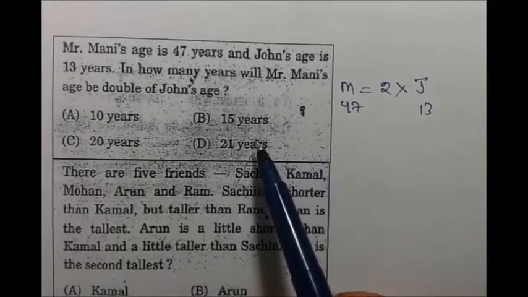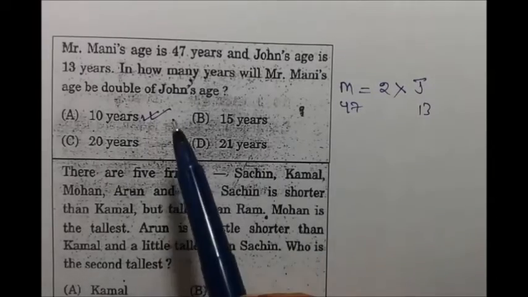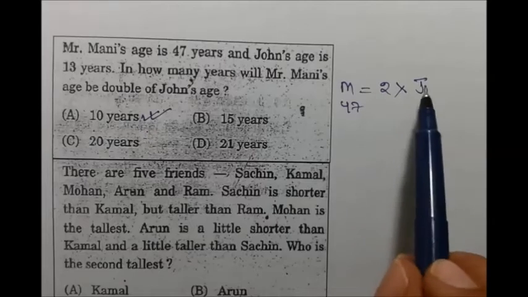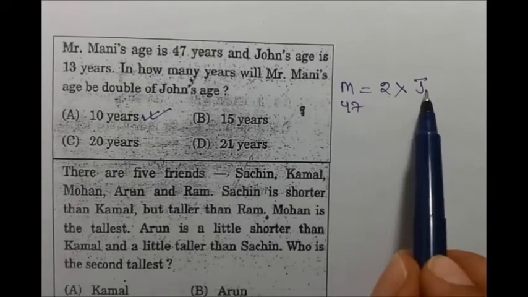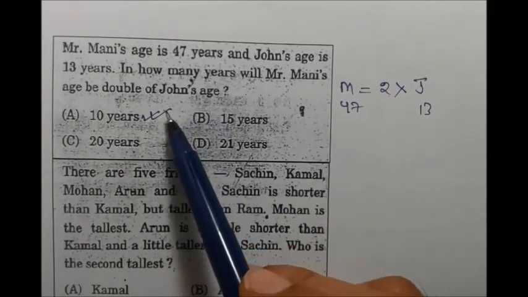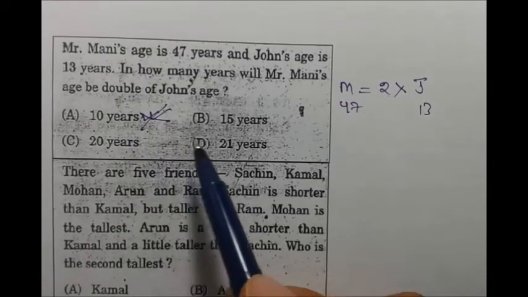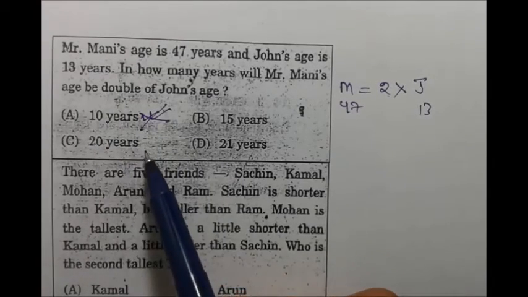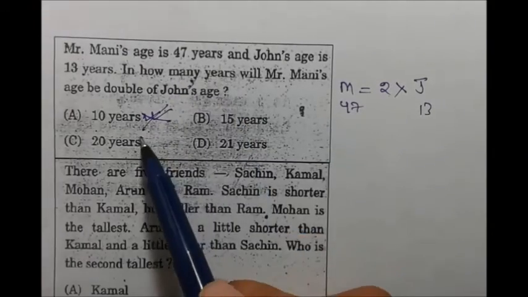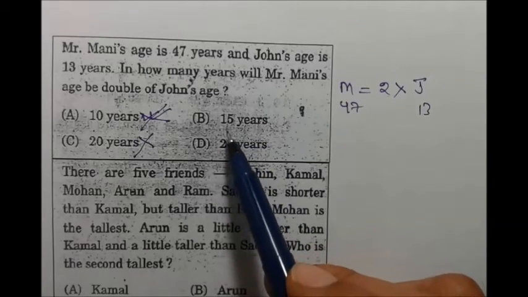To solve such questions, go by the options. If I add 10 on both sides, I can eliminate this because twice of John's age is an even number, so I'll get an even number. But if I take 10 here, 10 plus 47 is 57. So 57 is an odd number. So this option is wrong. Similarly, 20 is also wrong. If I add 20 to 47, it becomes 67, which is an odd number. So this is wrong. I remain with these two answer choices.